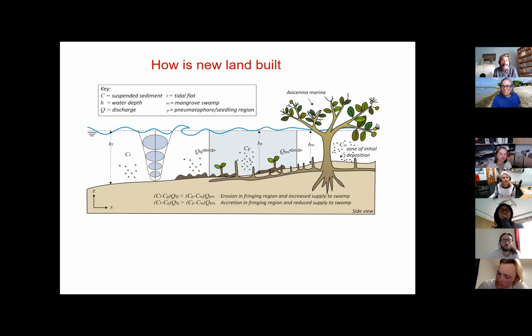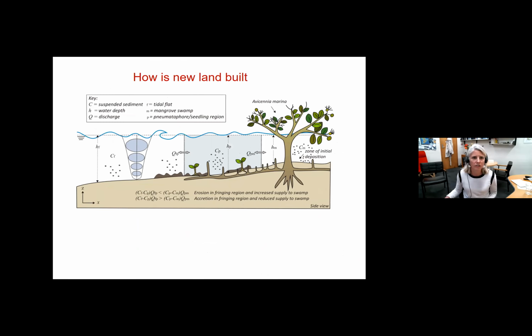So looking at the processes around intertidal coastal land and how it's built, this diagram shows your Avicennia plant tree with its lateral roots, radial roots growing out, and with these pneumatophores sticking up. And here's the intertidal flat region down on that side. And the critical thing here is how will these three regions of water depth change through time.